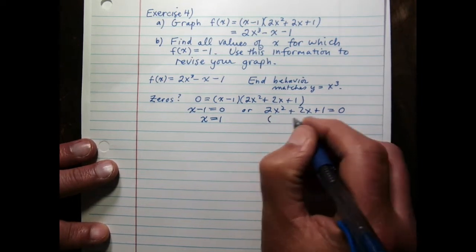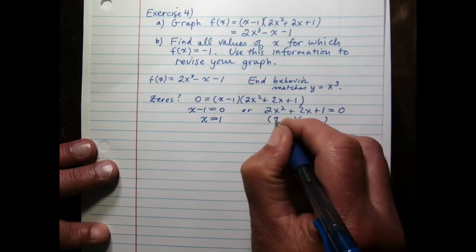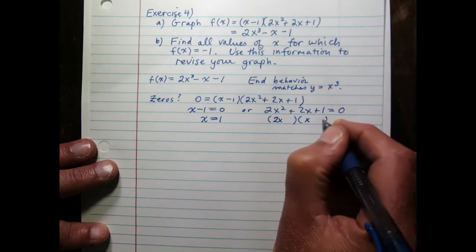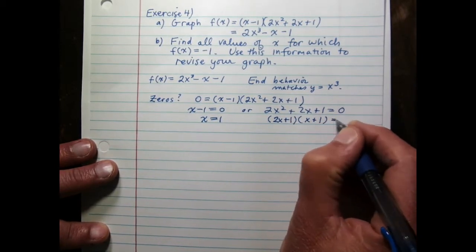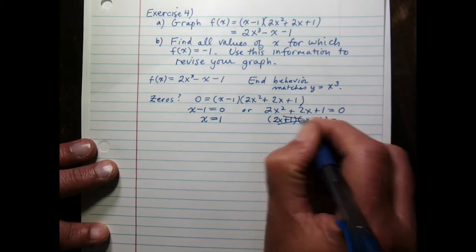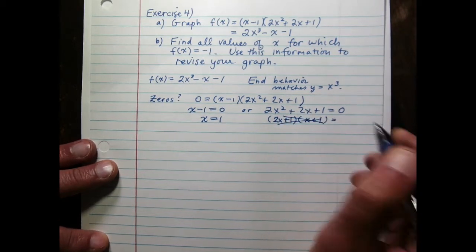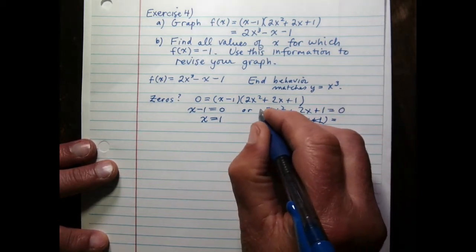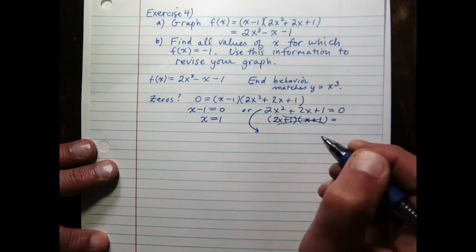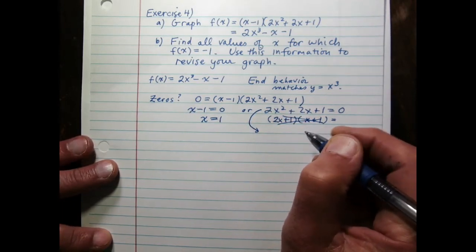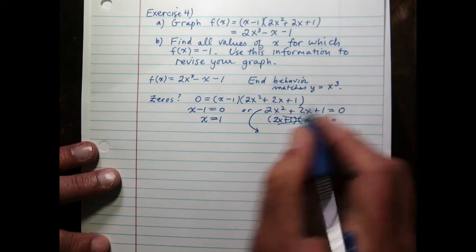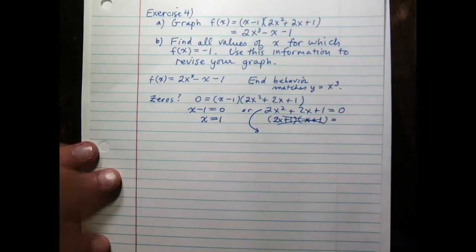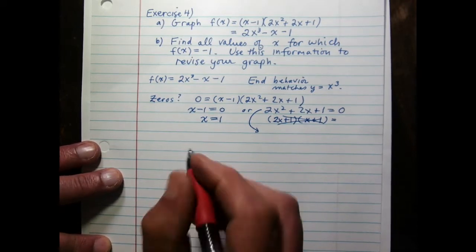Well, if you try factoring 2x and x, it's got to be 1 and 1, plus and plus. It's not working, right? I think that's not factorable. So there are instances in this course where you may have to rely on the quadratic formula. And let's see, the quadratic formula. Let's maybe just write this.